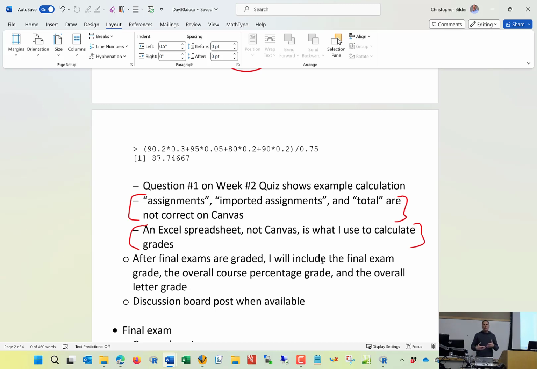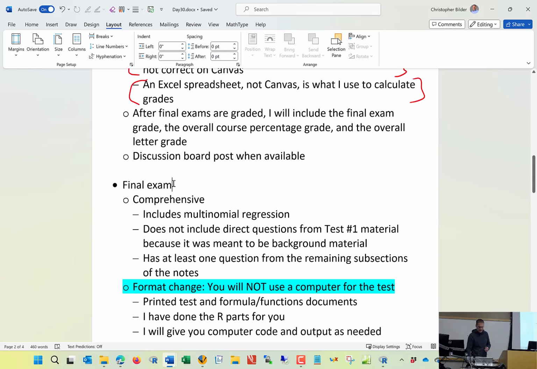Now, after finals are graded, I will post your final exam grade, your overall percentage grade for this course, and also the corresponding letter grade. I will post that to Canvas. I will post also then an announcement on the discussion board saying, hey, this information is available. Okay. Any questions about grades?